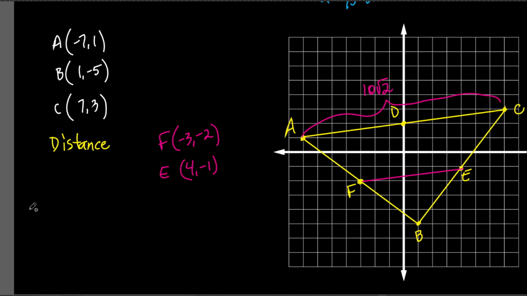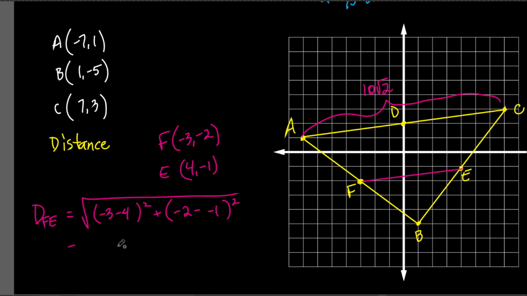So now let's find the distance of FE. We're going to do the same exact thing, except we're using different numbers this time. So I guess it's not the same exact thing, but you get the idea. What do we do? Subtract the x's. -3 minus 4. Subtract the y's. Now be careful with this. It's -2 minus what? Not just a 1, but a -1. That's important. A lot of people forget that.